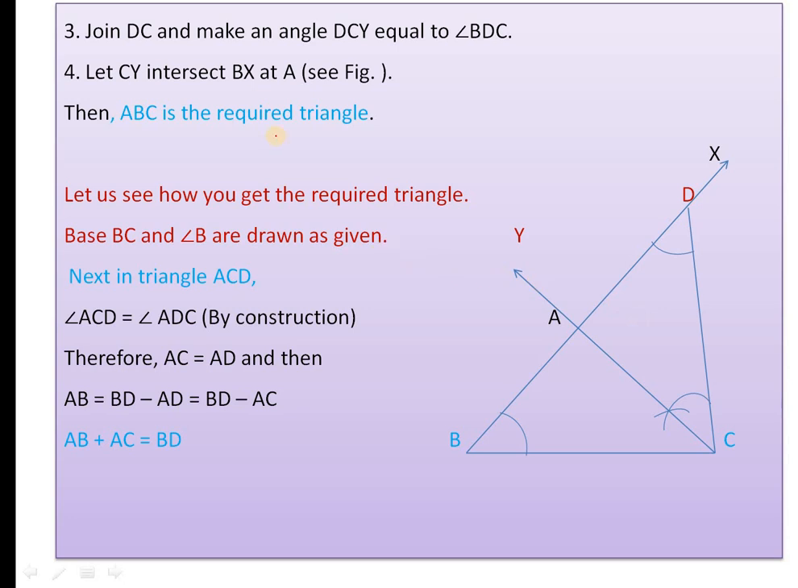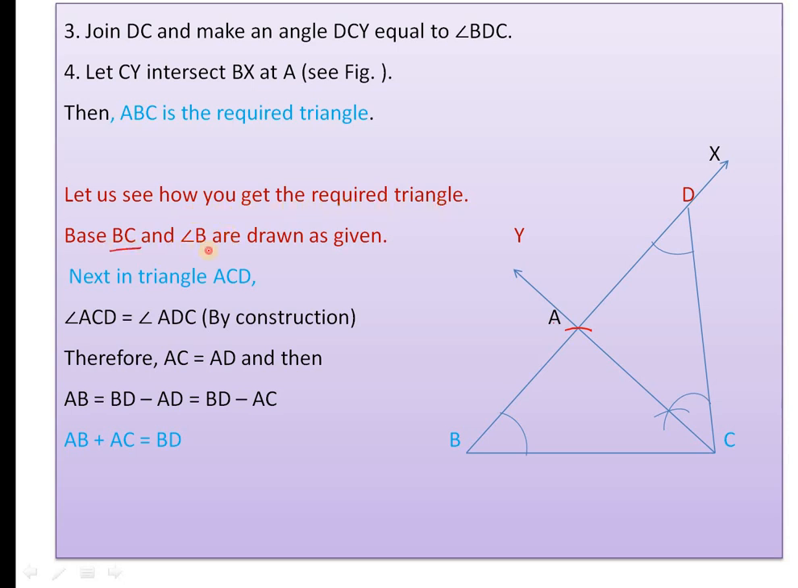Fourth step, let CY intersect BX at point A. Let CY intersect ray BX at point A. Okay. Now ABC is the required triangle. Let us see how you get the required triangle.